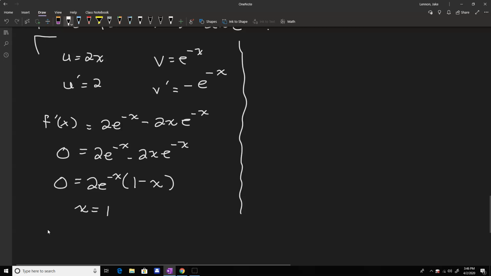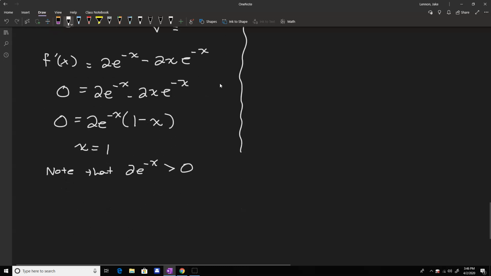So basically, note that 2e to the minus x is always greater than 0. It's an exponential quantity, so it cannot be equal to 0 there. So the only way that expression becomes 0 is if x is equal to 1. And you can test both sides here in the first derivative, as we saw before.